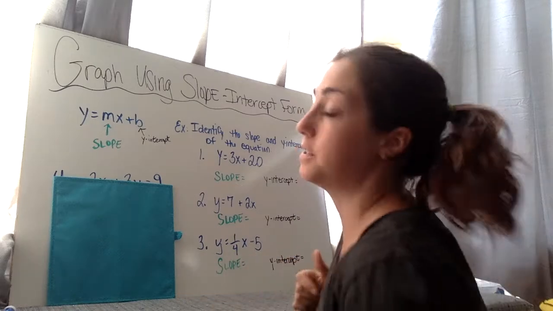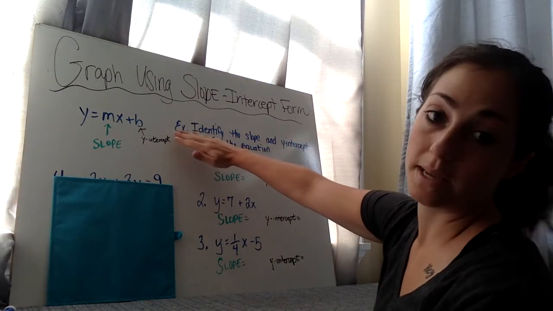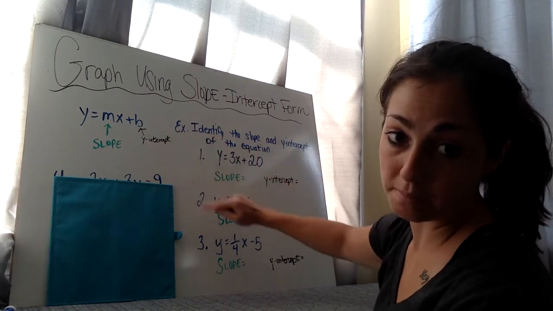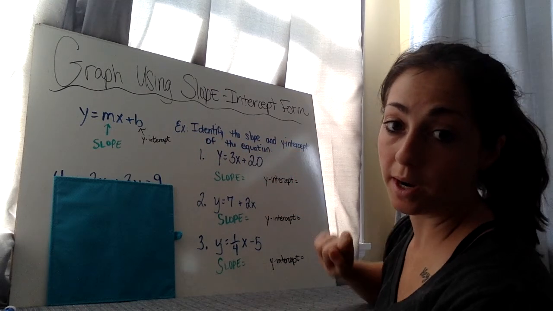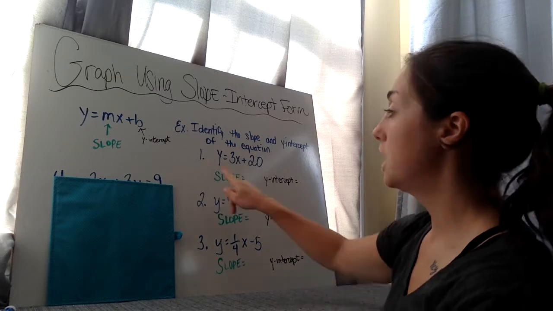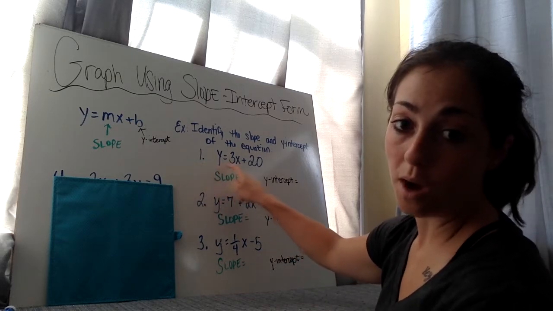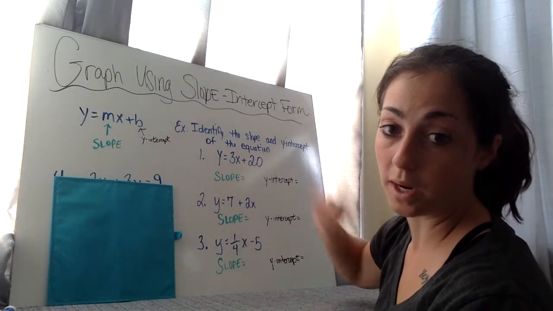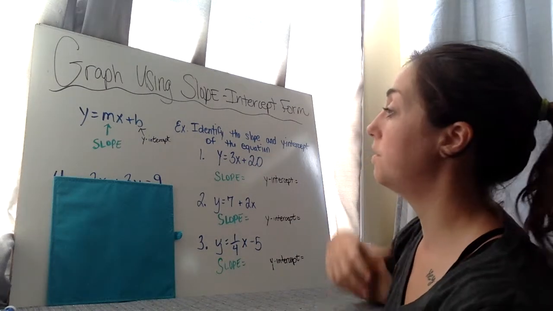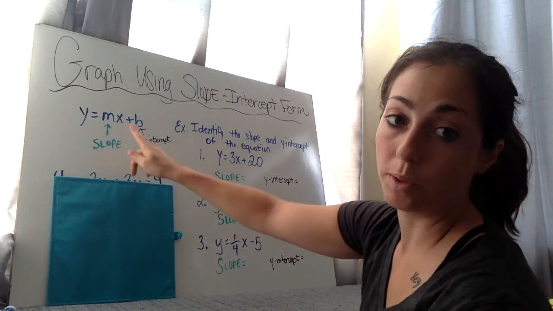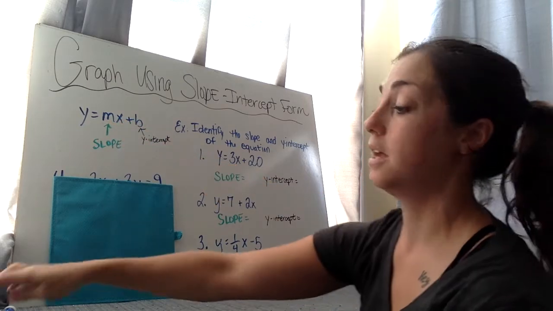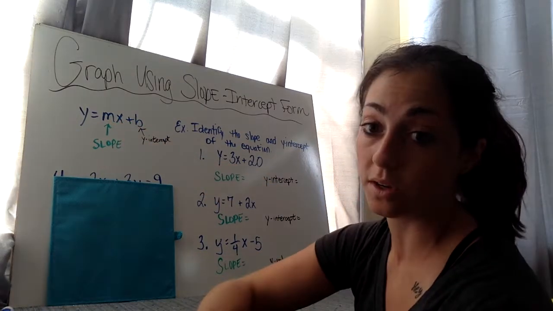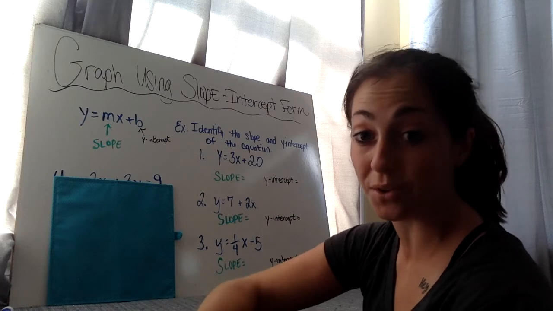So let's try to understand this a bit more. Example 1, which has many parts, so I just wrote example. Identify the slope and the y-intercept of the equation. So number 1, y equals 3x plus 20. You want to think, which one is my slope? Well, which one is my m? M is next to x. Which number is that? If you give me x, that's not an answer. That's a variable. It should not be in your answer.